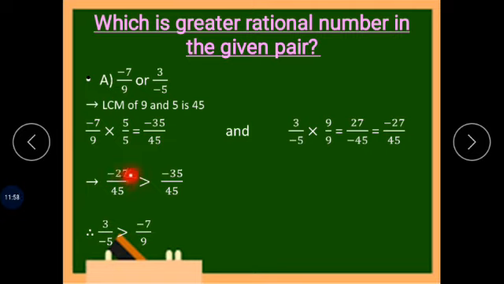Now you should remember, listen carefully, children: in the case of negative integers, the smaller the number is, the greater the value. So here minus 27 upon 45 is the greater rational number. Now therefore the original rational number, what was it before making the denominator the same, before finding the LCM? Yes, it was 3 upon minus 5. So 3 upon minus 5 is greater than minus 7 upon 9.